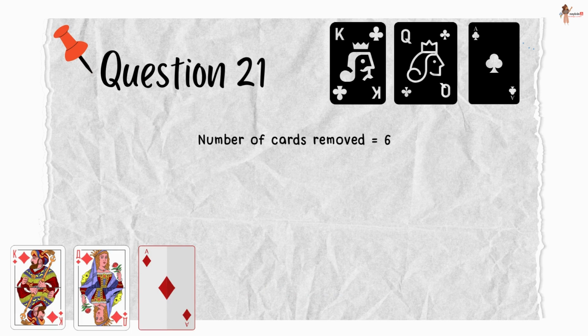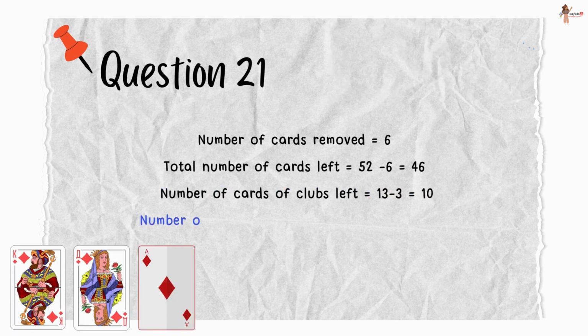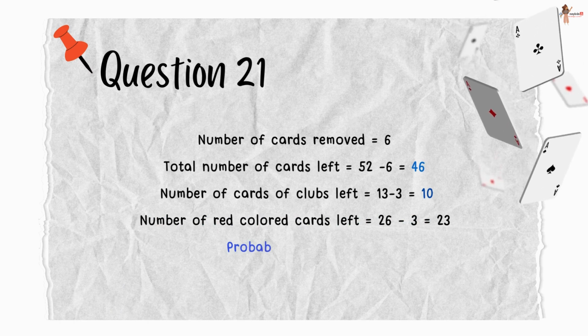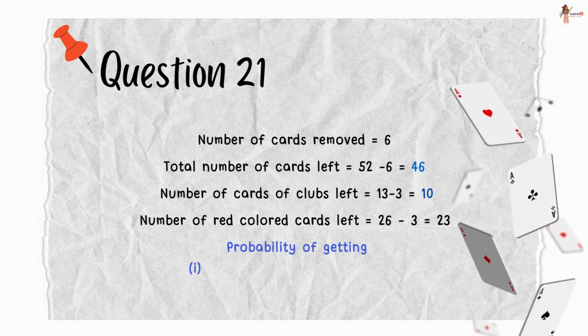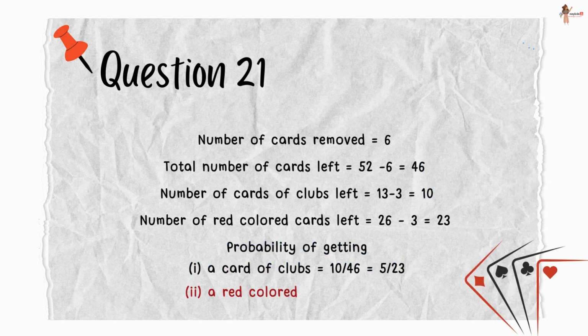Number of cards removed is 6. So total number of remaining cards is 46. Now number of cards of club left is 13 minus 3, that is 10. Number of red colored cards left would be 26 minus 3, that is 23. So probability of getting a card of clubs is 10 upon 46, which is 5 upon 23. And probability of getting a red colored card would be 1 by 2.